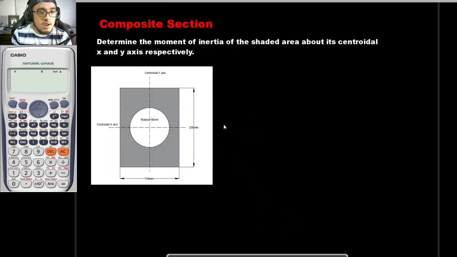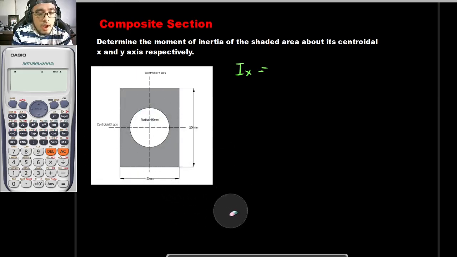So in this composite section, determine the moment of inertia of the shaded area about its centroidal axis x and y respectively. So in this figure, we have this rectangular section right here, but there is a circular hole in the middle. So how can we solve for that? If we are to solve for the moment of inertia about its centroidal axis in x, so let's say that Ix is equal to, what we would be doing here is getting the moment of inertia of this whole section right here, and after that, let us subtract the moment of inertia of this circle right here. So it would be as simple as that.